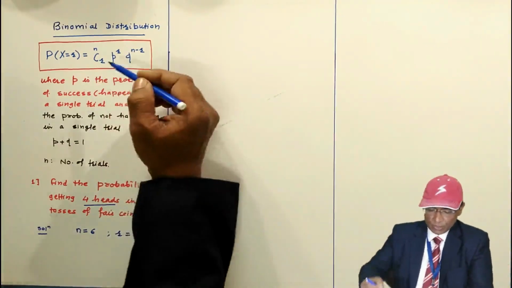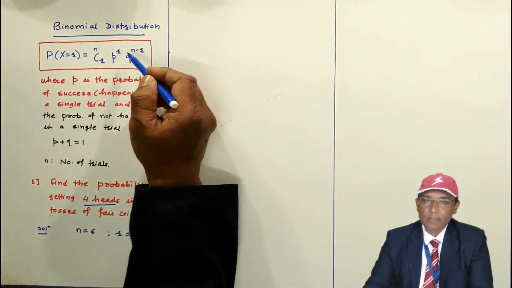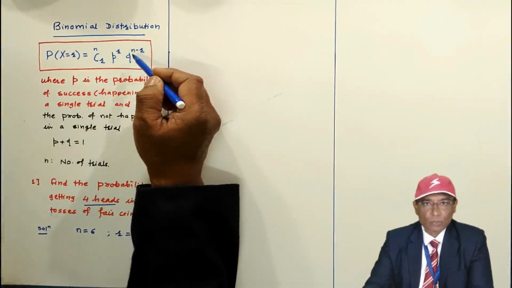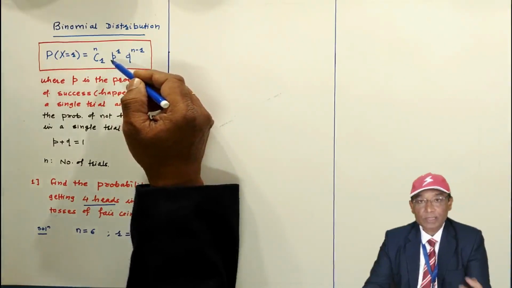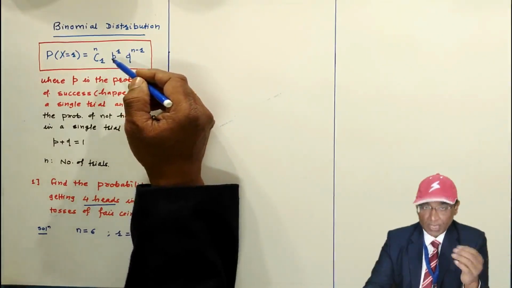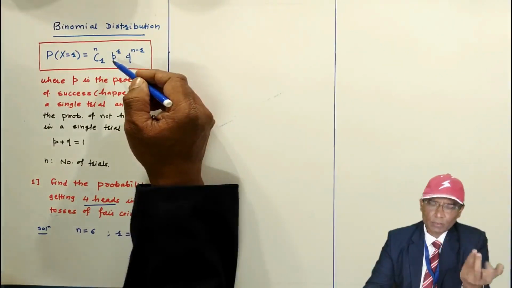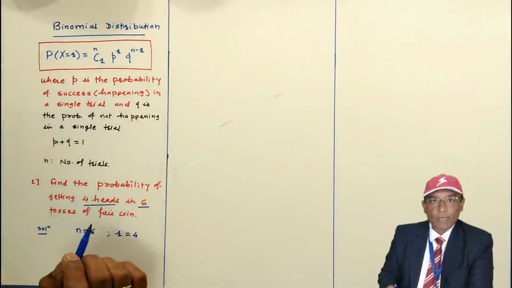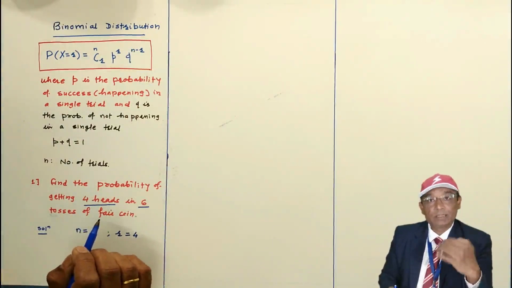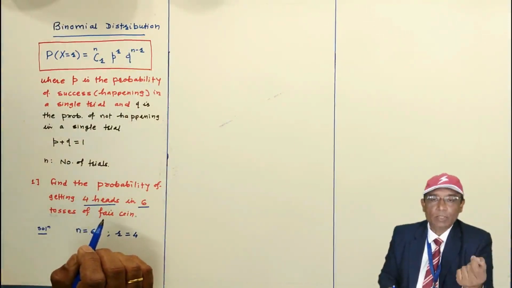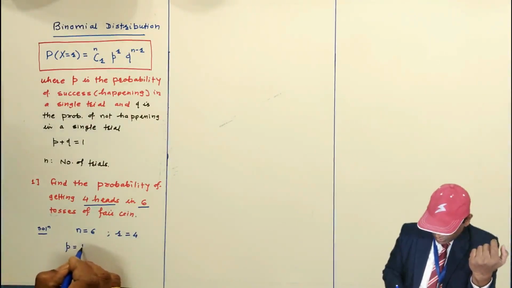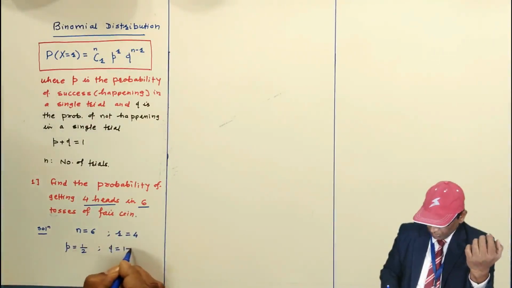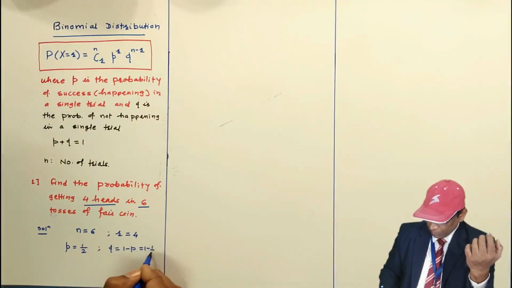In binomial distribution, we want n, which is given, R, which is also in the problem, and p is given. p is the probability of success in a single trial, and once you get p, you can easily find q. In each trial, what is the probability of success? The probability of getting a head is 1 by 2. Therefore, q is 1 minus p, meaning 1 minus 1 by 2, which is 1 by 2.